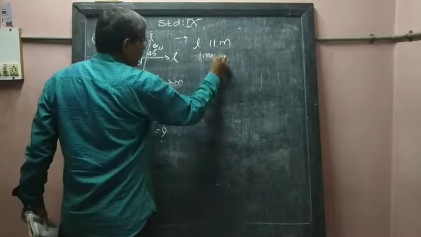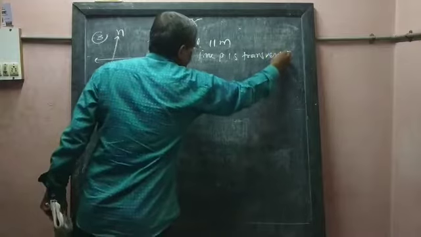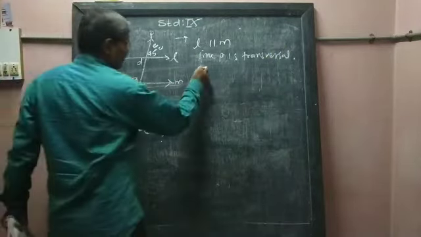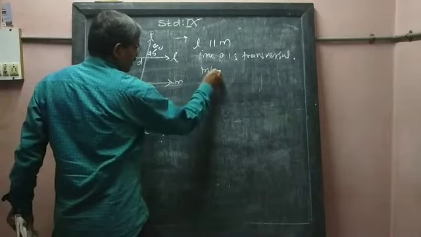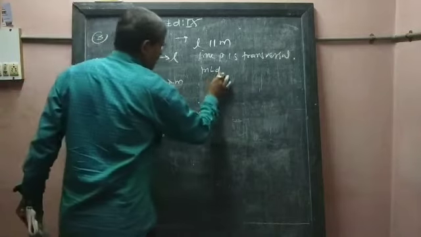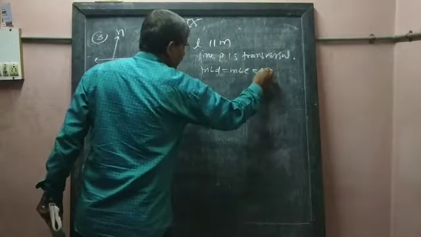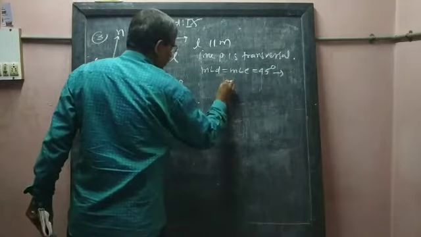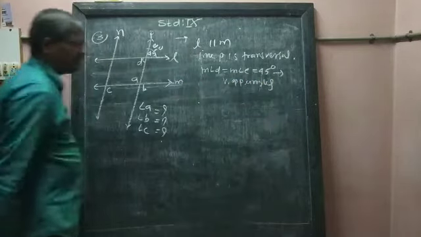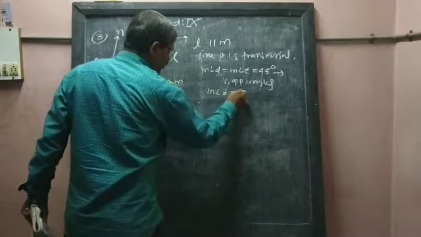Then what will happen? Line P is transversal. You are allowed to take such letters. Now measure of angle D and measure of angle E are vertically opposite angles. Measure of angle E is equal to 45 degree. You should mention vertically opposite angles. Therefore, what will come? Measure of angle D is equal to 45 degree.